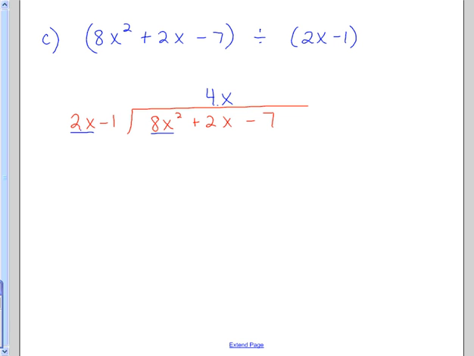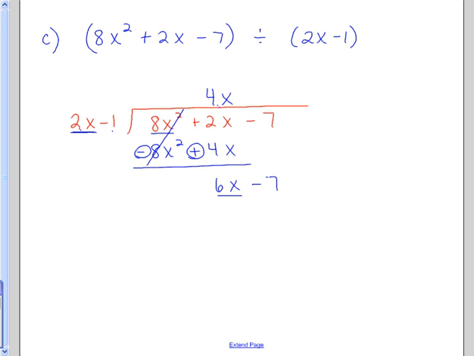4x times 2x is 8x squared. 4x times negative 1 is negative 4x. Change the signs. Negative, positive. 8x squared subtracts out. 2x plus 4x would be 6x. Bring down minus 7. Divide again.